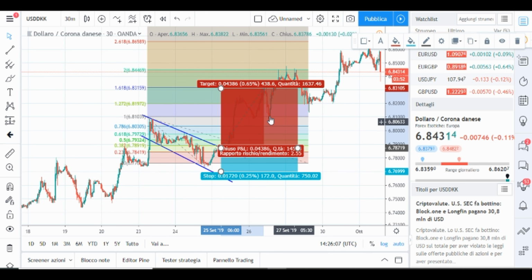Another great trade, 438 pips, thanks to FOREX TRENDY.